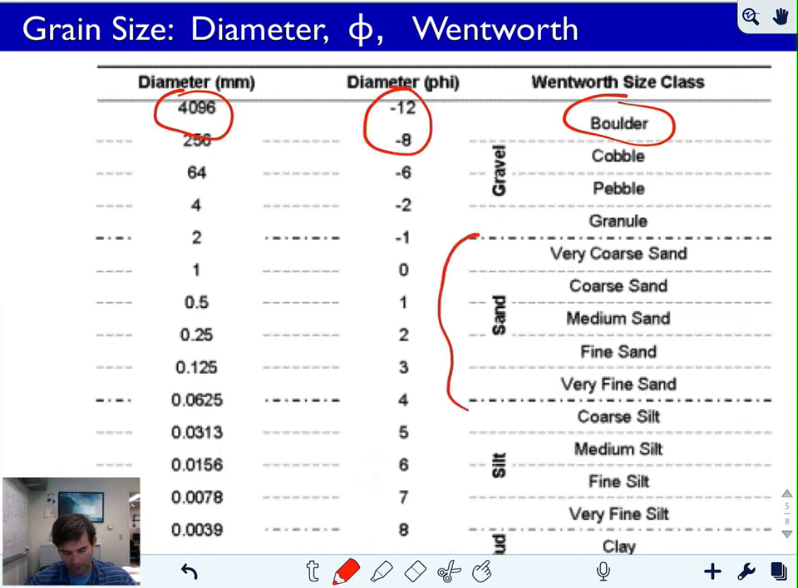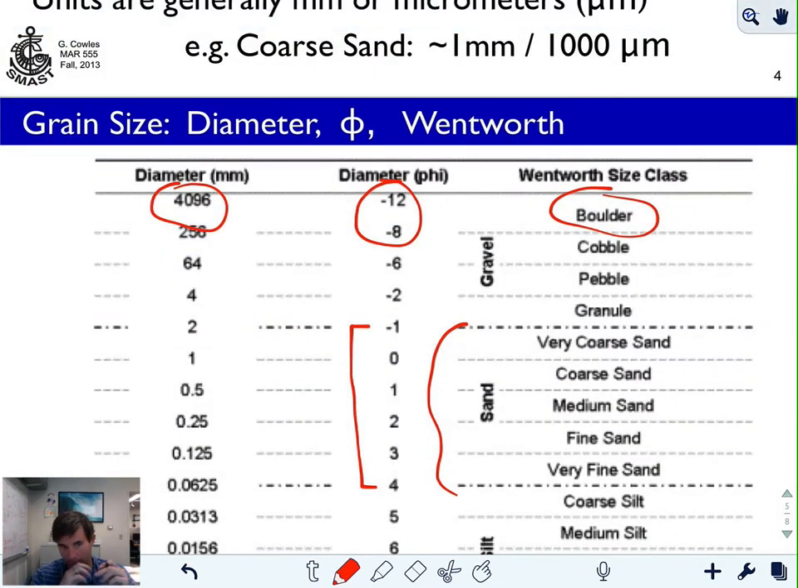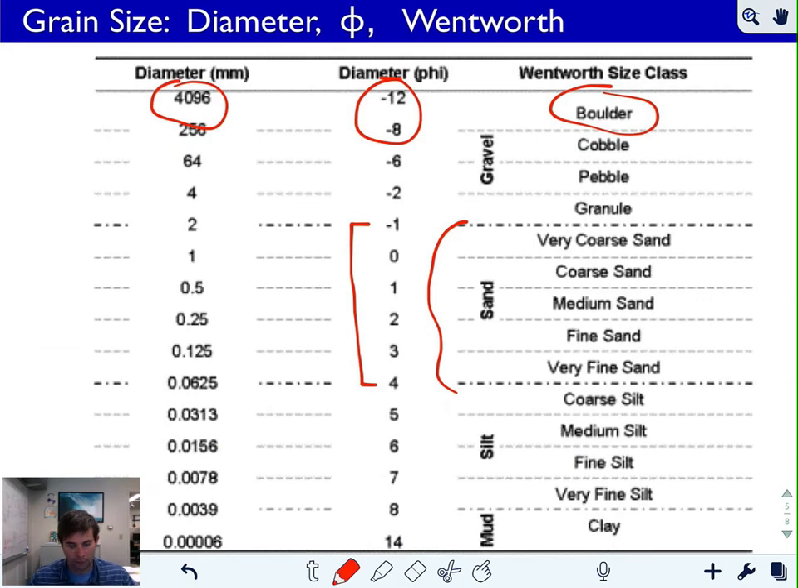We have very coarse, coarse, medium, fine, and very fine in the Wentworth scale, corresponding to phi classes from -1 all the way down to +4. And that corresponds to a diameter from about 2 millimeters down to about 0.05 millimeter. And then you go to all very, very fine particles.